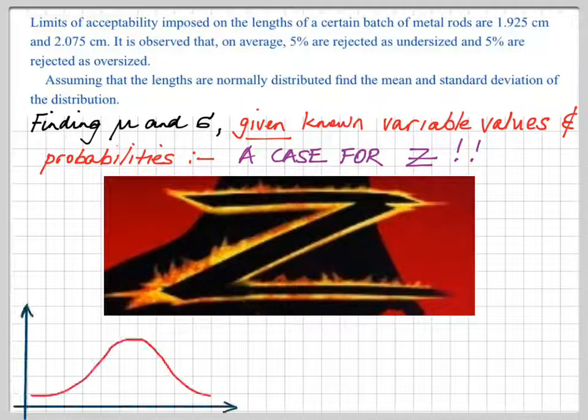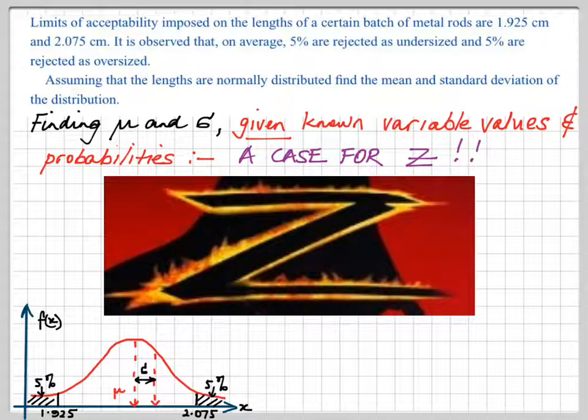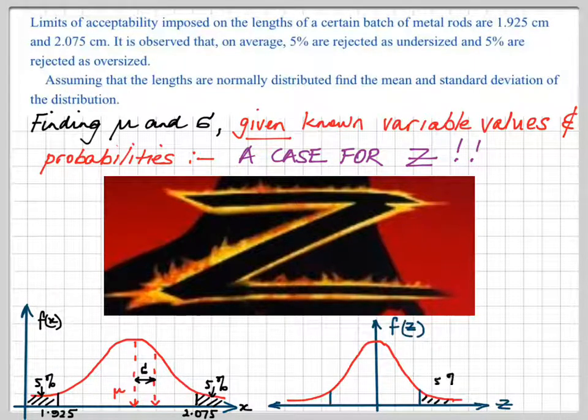Good show. Now, what have I got for you here? I'm showing you a little picture. I love a picture. This shows a little graphic of the kind of situation we're dealing with. I've shown you the oversized population, which is 5%, above the 2.075, and the 5% under the 1.925. But we don't know mu and we don't know sigma. But don't worry, thanks to Mr. Z, we soon will. So, let's redraw it as a standard normal curve, okay?